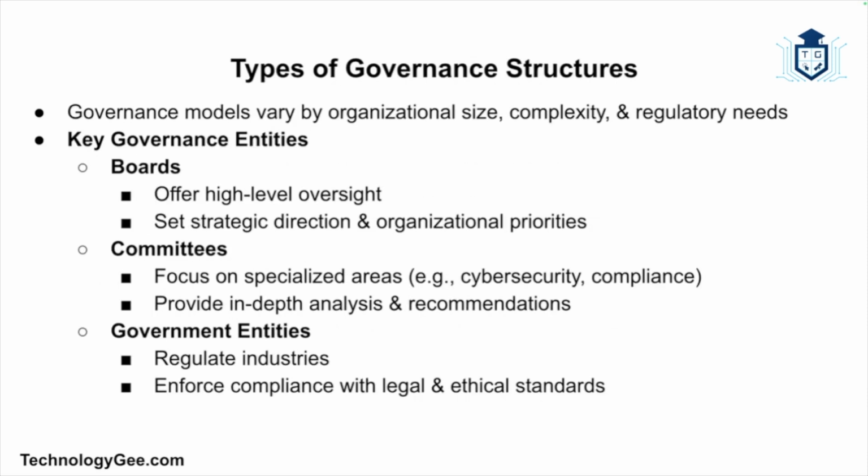Next, we have types of governance structures. Different organizations adopt different governance models based on their size, complexity, and regulatory environment. So we have boards, and these provide high-level oversight and strategic direction. We have committees. They focus on specific areas like cybersecurity or compliance. We have government entities. They regulate industries and enforce compliance.